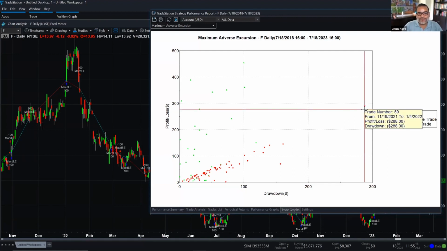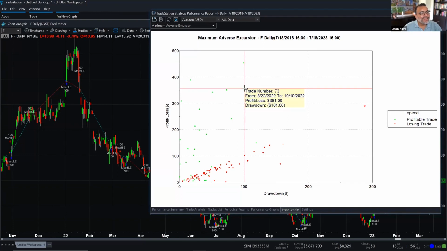This is trade number 59. So the profit and loss was 288. That's why it's close to the 300 mark right here, but it's also close to this mark right here. So not a good example because it was a losing trade and it drew down the maximum that it lost. So it's pretty much right there. But let's take a look at this one.